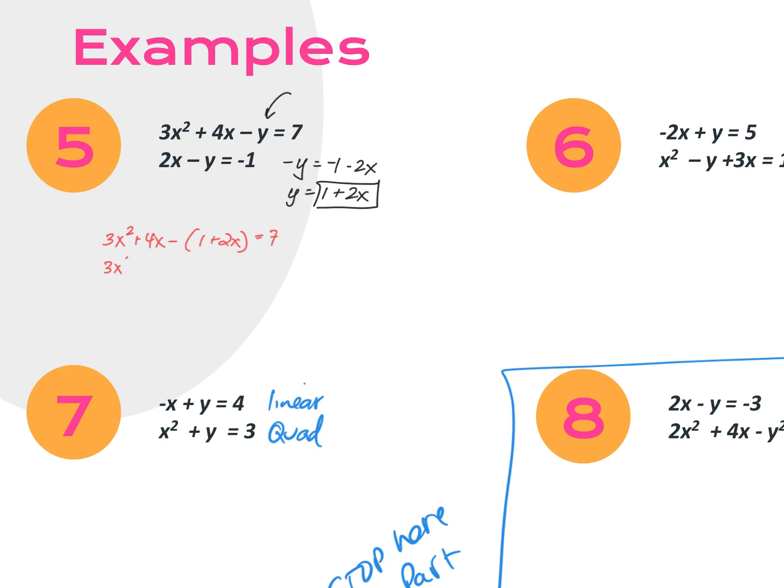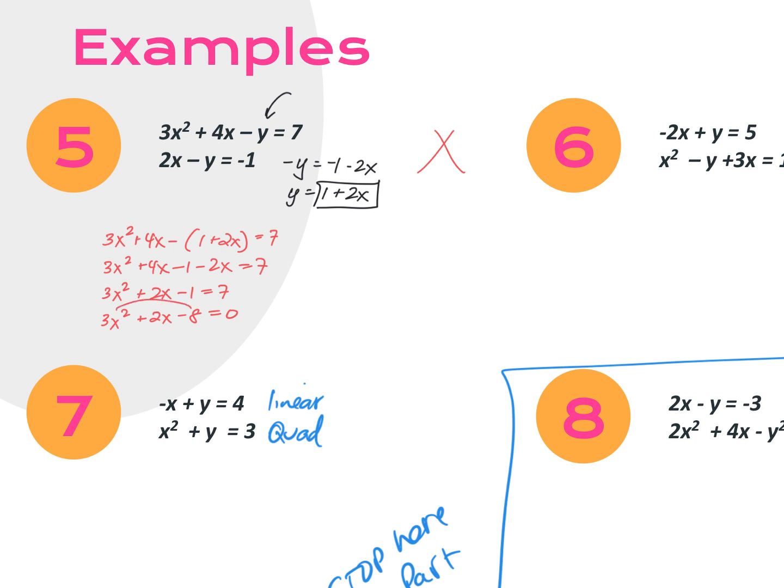So 3x squared plus 4x minus 1 minus 2x equals 7. Combine my like terms. This is going to be plus 2x minus 1 equals 7. And since it's a quadratic, I know I have to set it equal to 0 and solve by factoring. So now I just have to factor this. And again, we all factor different ways. I know y'all learned in different ways in Algebra 1.